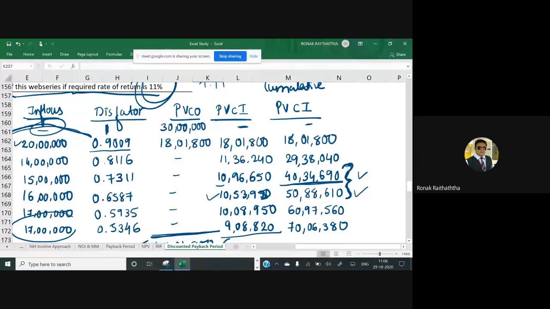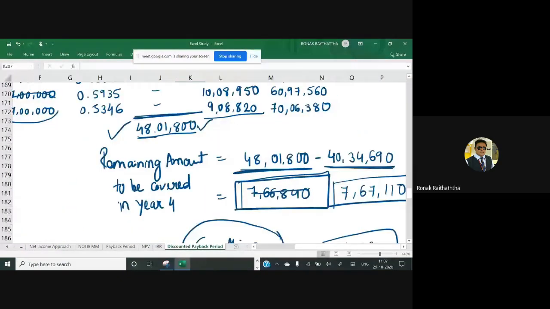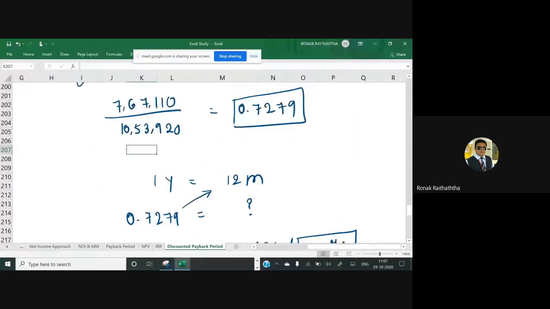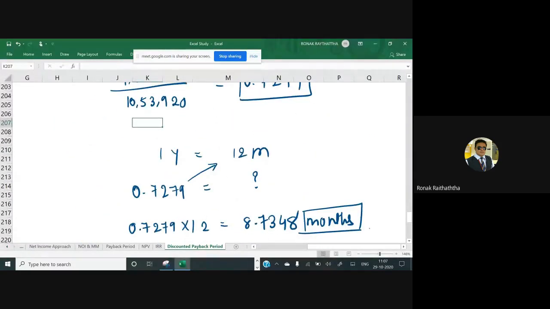This can also be a trick question in the examination, asking which one will always be longer. So you must be able to identify that discounted payback period will always be longer than the payback period. Okay, sir, we have got it now. So as far as the discounted payback period was concerned, we have done it for the day.